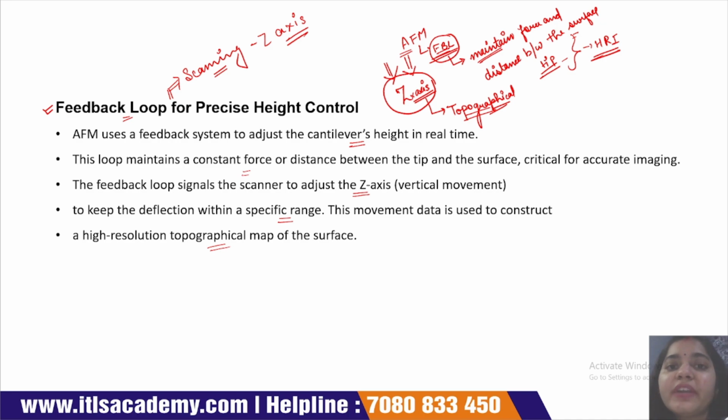Second, this feedback loop is very useful for z-axis scanning. Whenever we want to study the topographical map of the sample, we require this z-axis or vertical movement of the cantilever tip, and this movement is also maintained by the feedback loop system.